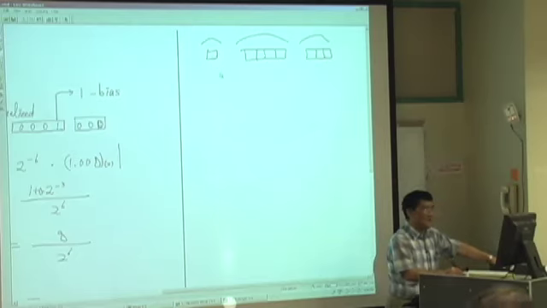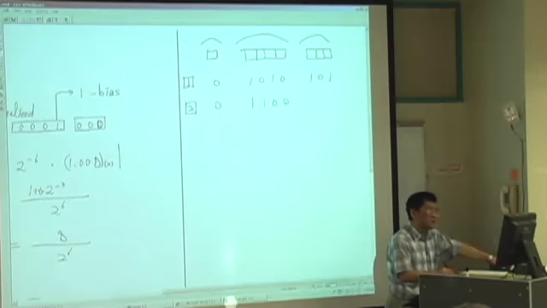So you may pick any combination: 0, 1, 0, 1, 0, 1, 0, 1. Or, so this is the first number. Second number is 0, 1, 1, 0, 0, 1, 1, 0. Third number is 1, 1, 0, 0, 1, 0, 0, 1.